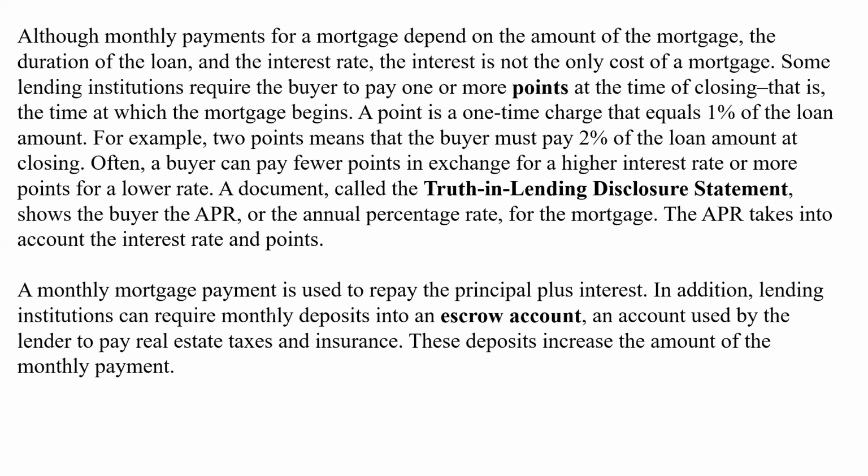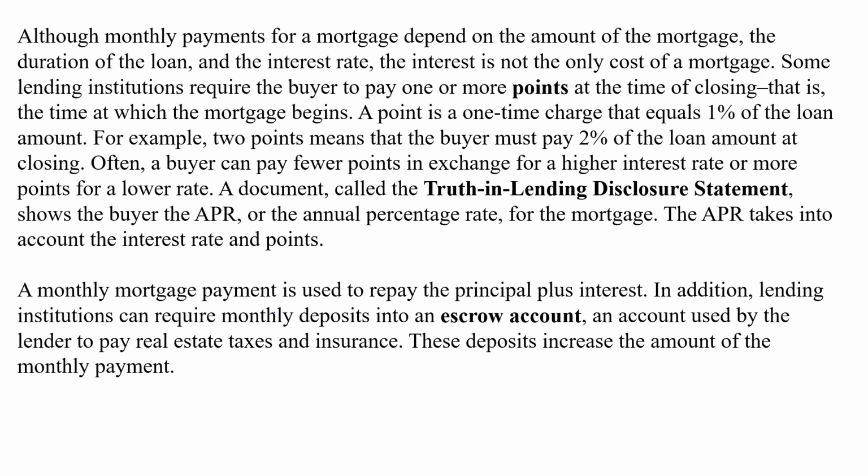All right, although the monthly payments for a mortgage depend on the amount of the mortgage, the duration of the loan, and the interest rate, the interest isn't the only cost of a mortgage. Some lending institutions, also known as banks, require a buyer to pay one or more points at the time of closing. That is, the time at which the mortgage begins. A point is a one-time charge that equals 1% of the loan amount. For example, if you have 2 points, that means the buyer must pay 2% of the loan amount at closing. Often, a buyer can pay fewer points in exchange for a higher interest rate or more points for a lower rate. A document called the Truth in Lending Disclosure Statement shows the buyer the APR, or annual percentage rate, for the mortgage. The APR takes into account the interest rate and the points all in one.